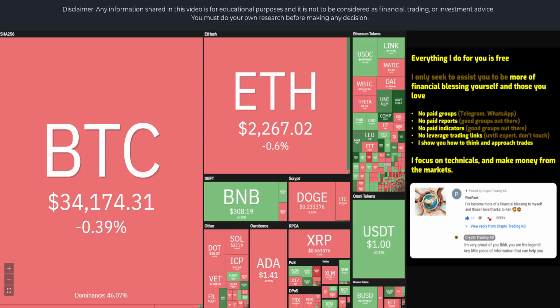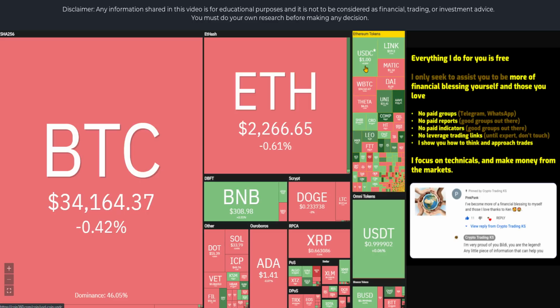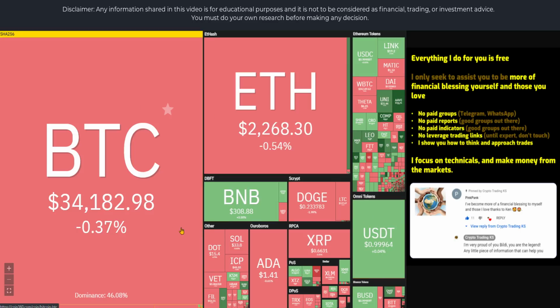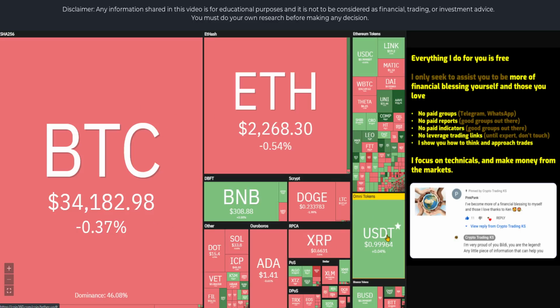Let's run the numbers. Bitcoin currently trading at 34,174, down 0.42%. Ethereum 2266, down 0.61%. We notice the stablecoins USDC, DAI, USDT, BUSD. When they're green, that means that money is flowing in from crypto to the stablecoin. When they're red, it means they're flowing out of the stablecoin back into the crypto market.